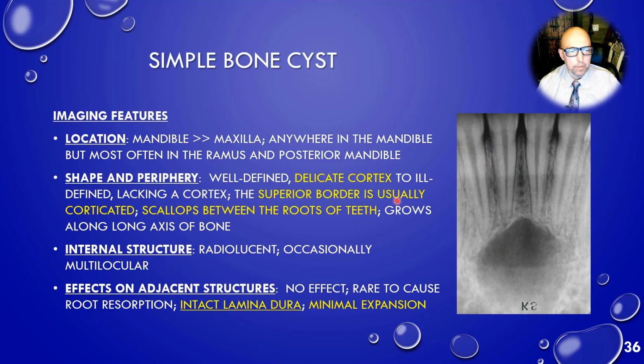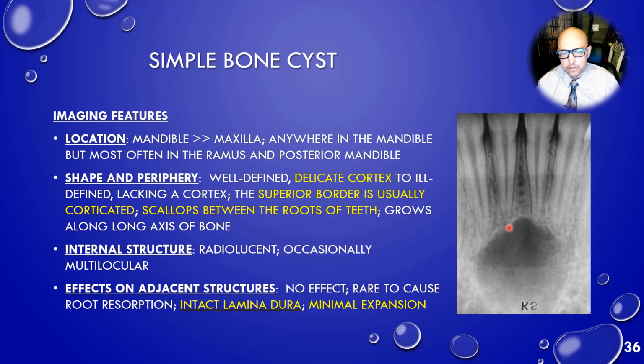Most common in the mandible, anywhere really in the mandible. More common in the posterior, but it seems like we see a lot of these in the anterior. Well-defined cortex, but if you compare this to an OKC, which I said those are the two that have the scalloping borders, OKC and simple bone cyst. So the one thing that really distinguishes those two is the border of the lesion.